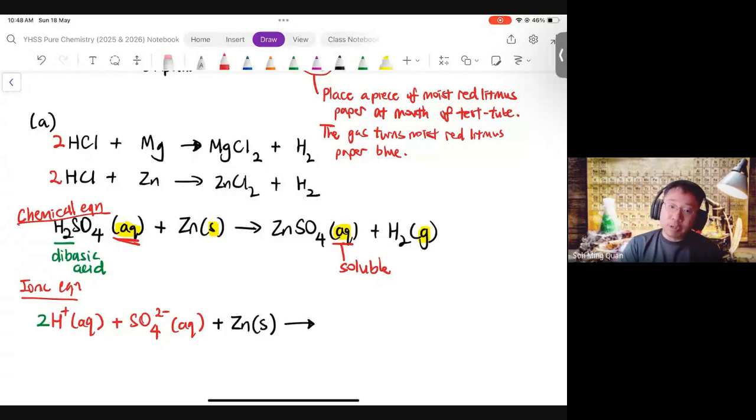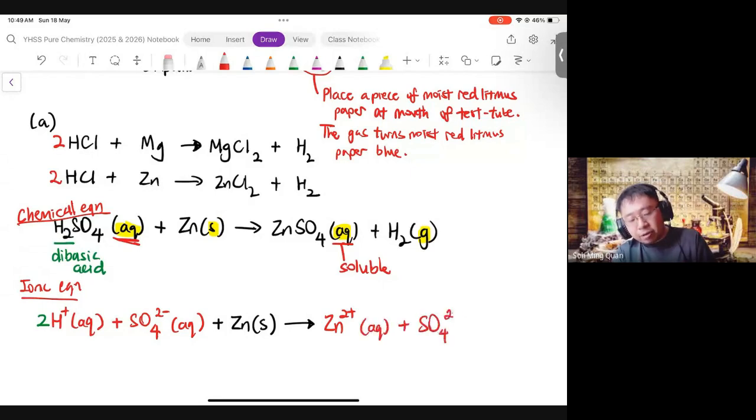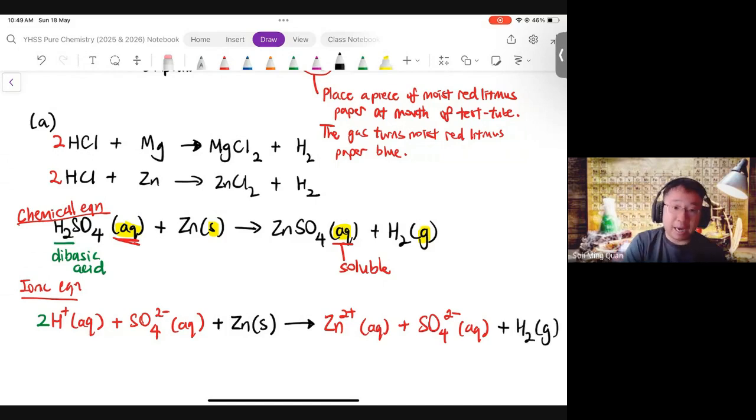The next one we come to is ZnSO4, which is aqueous. If it's aqueous, it must split into its ions. So what are the ions in ZnSO4? The name tells you. The name is zinc sulfate. So the zinc ion is Zn2 plus, aqueous. Sulfate is SO4 2 minus, aqueous. So that's how we split up zinc sulfate into its ions. Finally, hydrogen is a gas. We do not split it up. So it's H2 gas, just copy and paste.